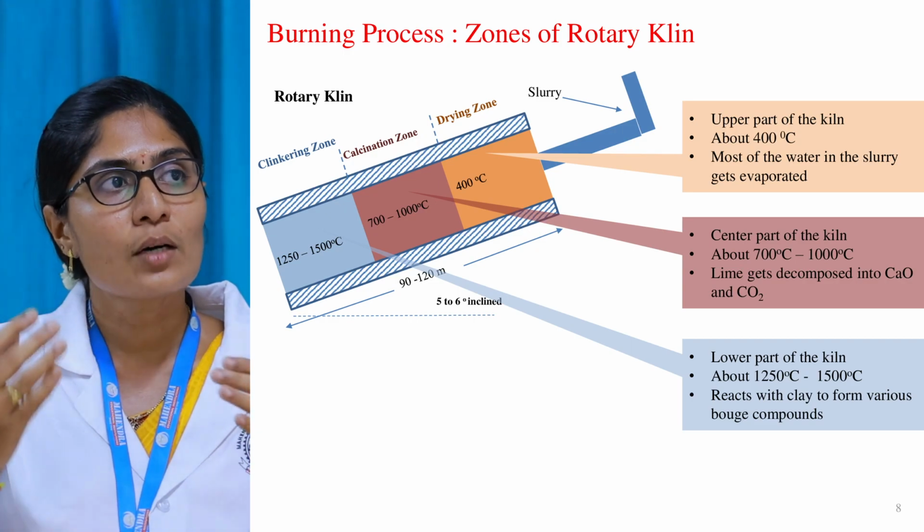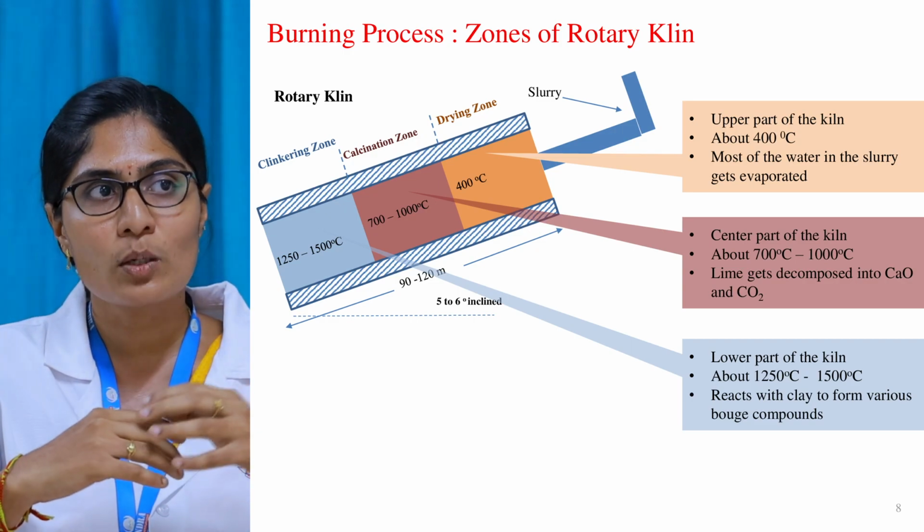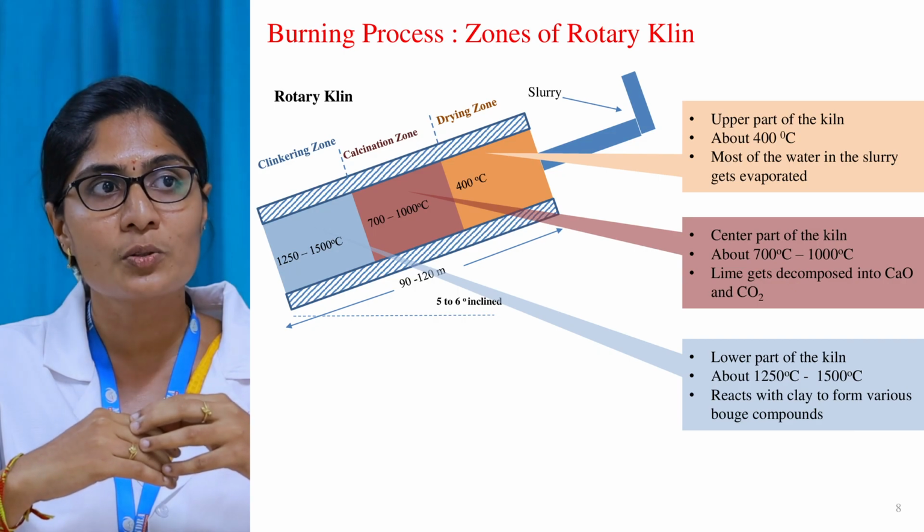So the ingredients are now fed into the calcination zone. It is the central part of the kiln. Here the temperature is about 700 to 1000 degrees Celsius.